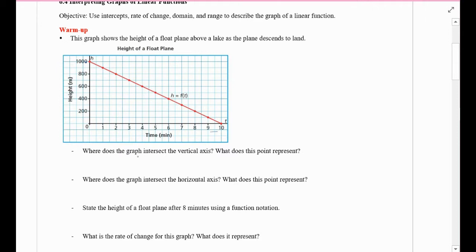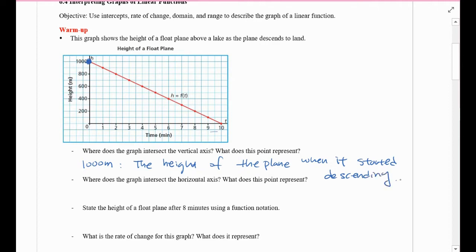So where does the graph intersect the vertical axis? Here, it intersects at 1,000, the height of 1,000. What does this point represent? 1,000 meters represents the height of the plane when it started descending. Okay? So this is the vertical intercept.